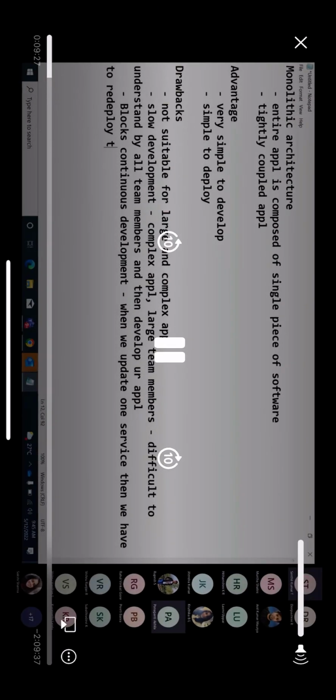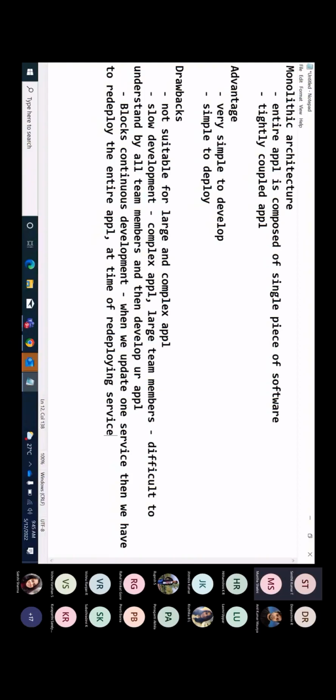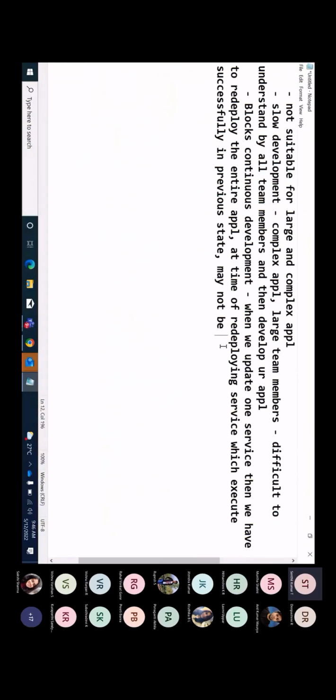So at the time of redeploying a service which executed successfully previously, the previous state may not be executed or may not be deployed properly due to some deployment issues or dependency issues, and it may have failed due to some dependency issues.